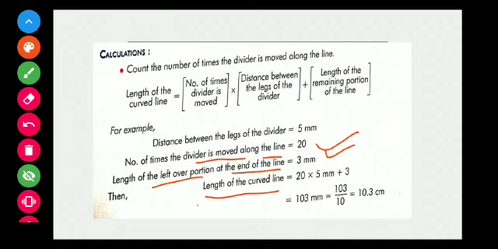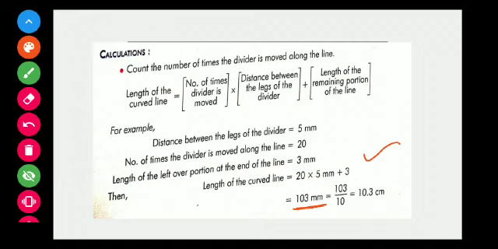What is the length of the curved line? Length of curved line is equal to the number of times the divider is moved, that is 20, times the distance between the legs of the divider, that is 5 mm, plus the length of the remaining portion, which is 3 mm. So 20 into 5 is 100, plus 3, that is 103 mm, and in centimeters that is 10.3 cm. So this is the method of how we can measure the length of a curved line with the help of a divider.